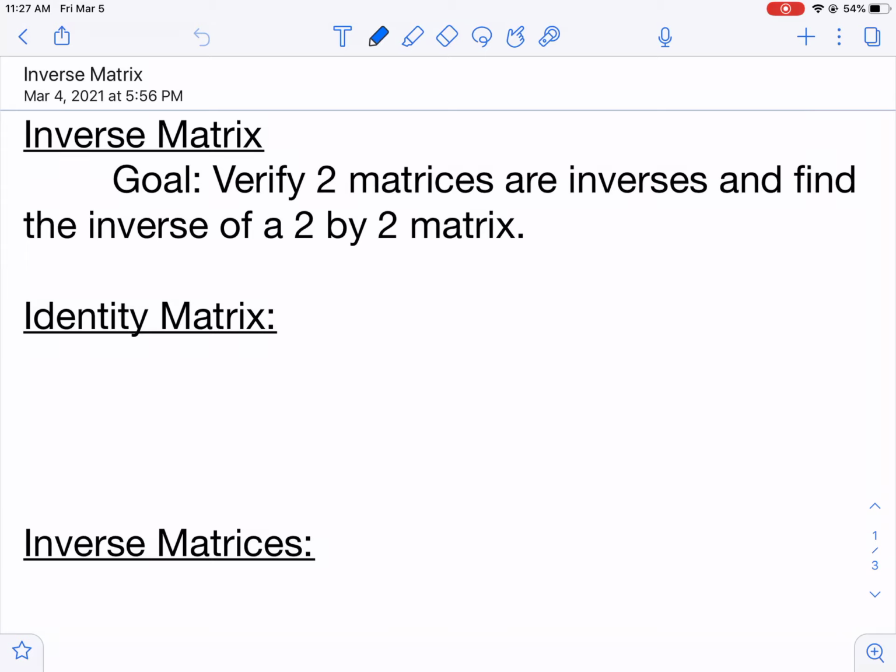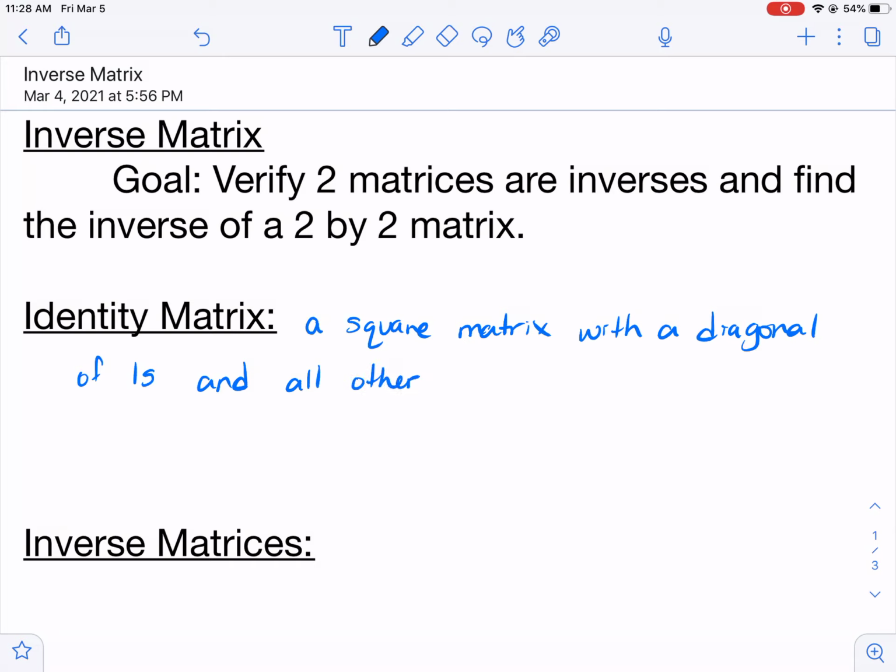All right, so we're going to learn about inverse matrices today. The first thing that we should know is how an inverse works and why it exists. So the first thing that we have to know is the identity matrix. Basically, it's a square matrix with a diagonal of ones, and all other entries are zeros.